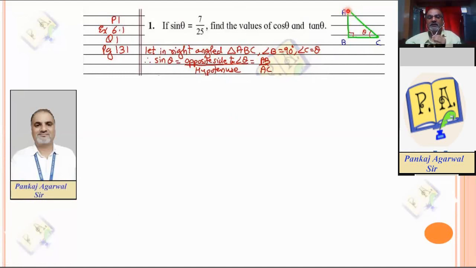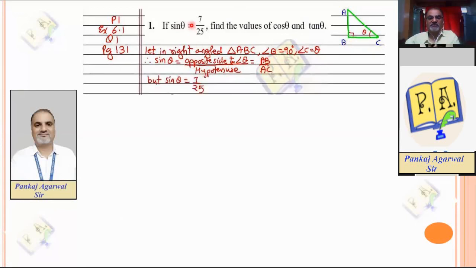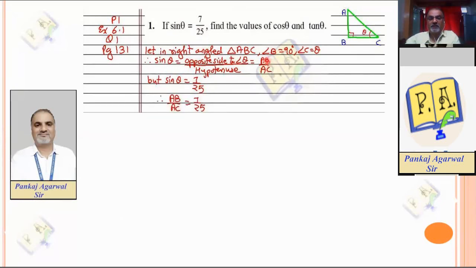I have taken, in right angle triangle ABC, angle B of course is 90 degrees and angle C is taken as theta. Since the question is given with sin theta, what is sin theta? Opposite side to angle theta upon hypotenuse, which is AB upon AC in the figure. But what is sin theta given to me? 7 upon 25. Therefore, AB upon AC will be 7 upon 25. Now, AB is not 7, AC is not 25. AB is 7 times and AC is 25 times.